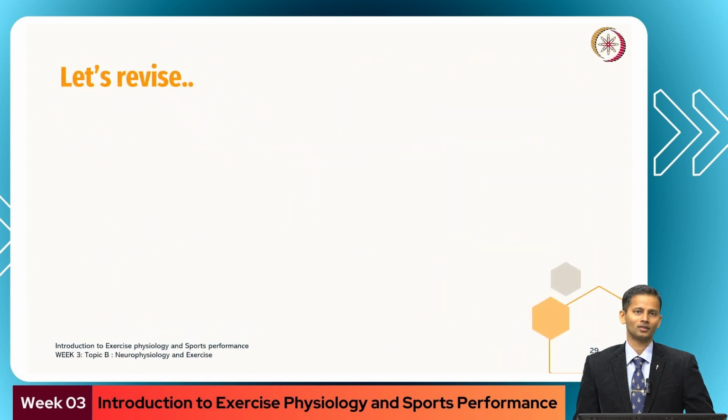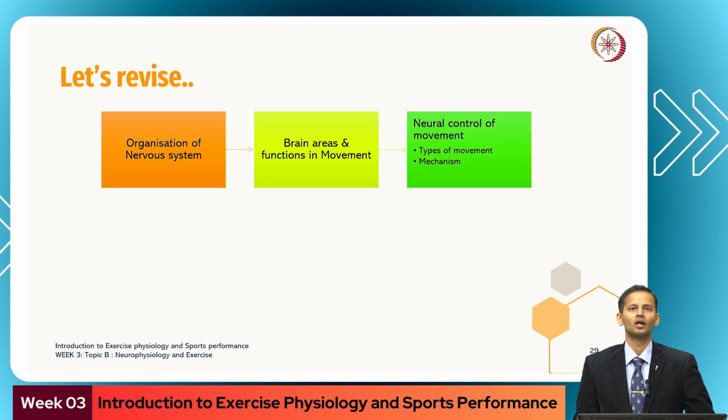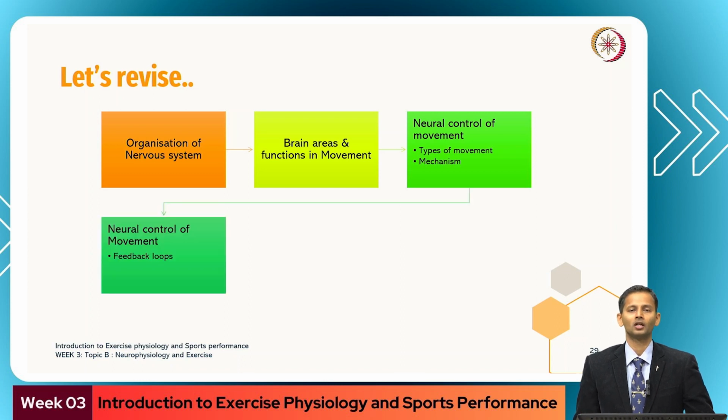Let's revise what we have covered in part 1 of this neurophysiology and exercise module. We discussed the organization of the nervous system into brain areas and various functions, the autonomic nervous system and the peripheral nervous system, and the neural control of movement, basically the type of movement, automatic and voluntary, as well as the mechanism by which the movement happens. The neural control of movement feedback loops, including the local feedback loop, central feedback loop and specialized sensory feedback loop, we discussed with an example.